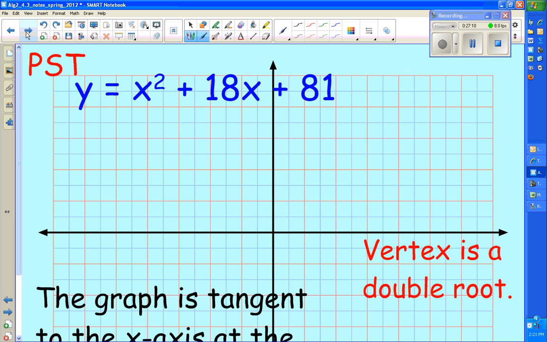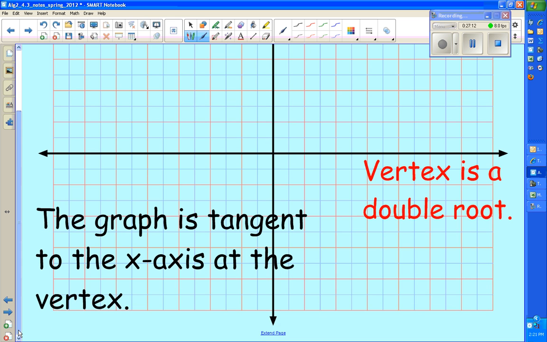What do you know about PSTs? The graph will always be tangent to the x-axis at the vertex. What is tangent? Tangent means it will touch only in one point. So back in the days of geometry, you may remember having a line and a circle tangent, they touch in only one point. Or a circle in a plane touches in only one point. Look at that.